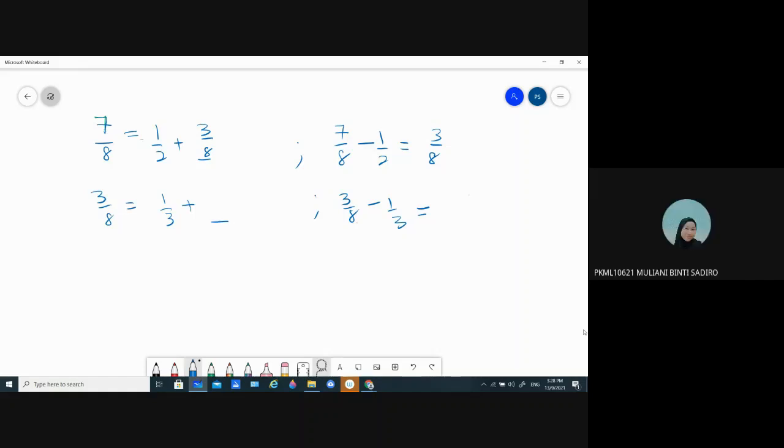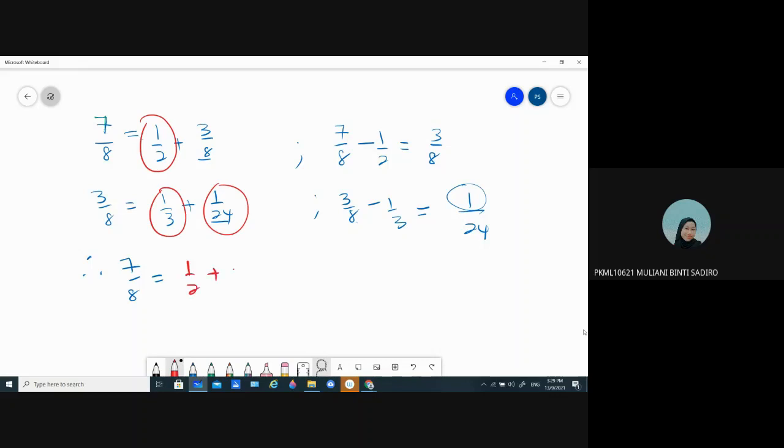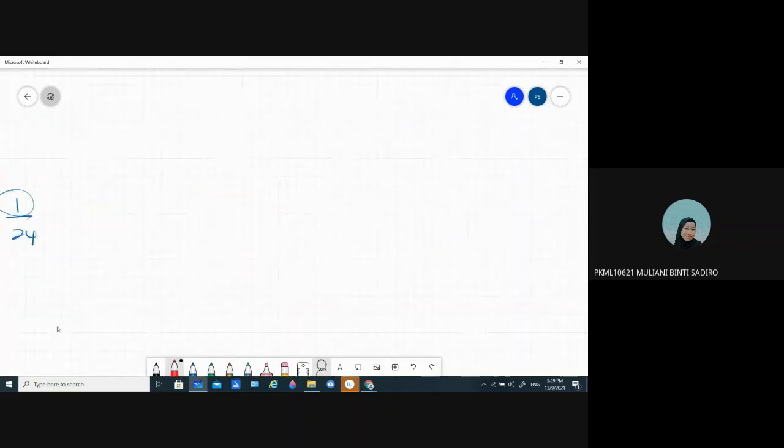Okay, 1 over 24. Yes. This is already 1, right? So you stop. So this is 1 over 24. Therefore, 7 over 8 is equals to, so this is our answer. This, and this. So 7 over 8 is 1 over 2 plus 1 over 3 plus 1 over 24. Okay? There are many ways you can do this kind of questions.